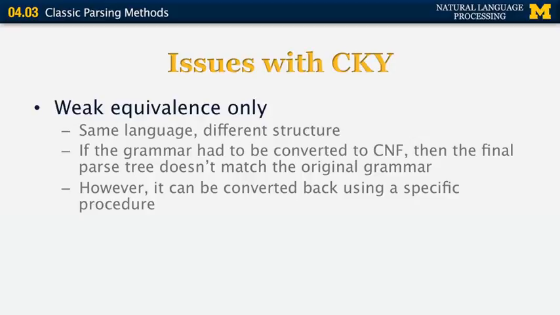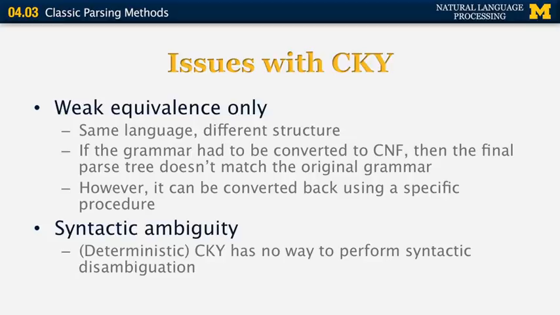So there are some issues with CKY when we start from a non-binary grammar. It turns out that the language generated by that new grammar is only weakly equivalent to the original language. It generates the same strings using different derivations. So if we have to convert the original grammar to Chomsky normal form, then the final parse tree is not going to match the original grammar. So some additional processing will need to be done to convert it. This is relatively straightforward to do, but it needs to be done.